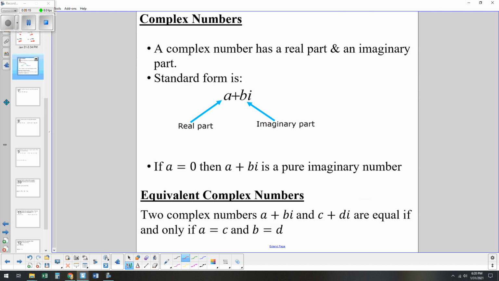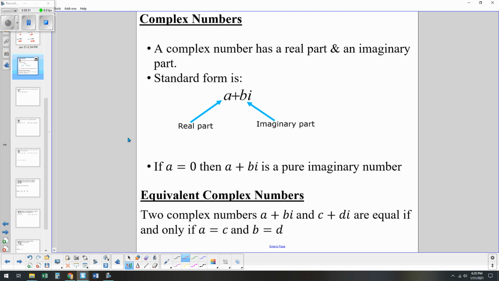All right, so a complex number has a real part and an imaginary part. So standard form of a complex number is written as a + bi, where a, or the number in front, is the real part, and bi, right, is the imaginary part. If there was no number in front, then it's purely an imaginary number, right? For equivalent complex numbers, if I had a + bi and c + di, the real parts would have to be equal, so a and c would have to be the same, and bi and di, the imaginary parts, would have to be equal.